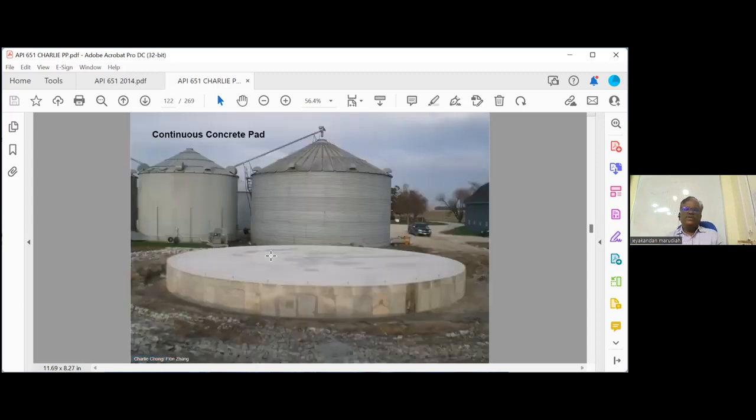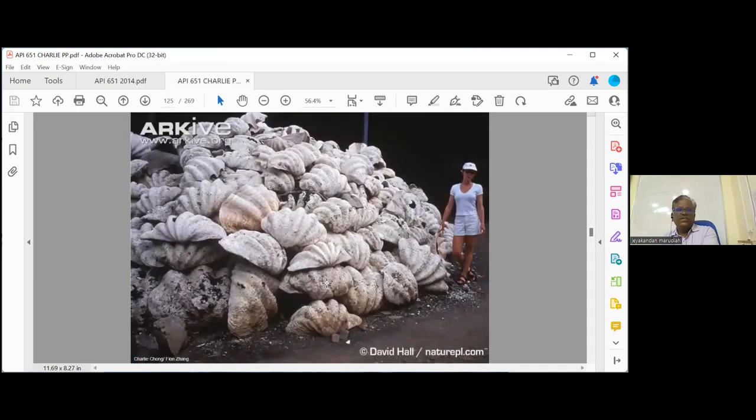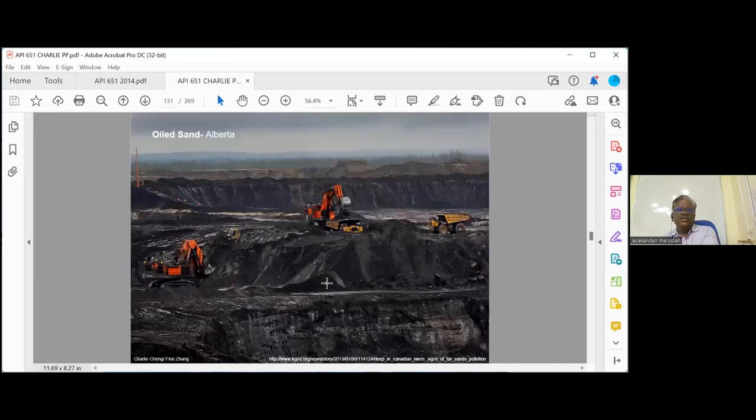So these are the different types of pads. This is called a concrete pad, a continuous concrete pad we have. This is oiled sand. Now, if you are using a concrete pad, generally cathodic protection is not required, because cathodic protection, what is the purpose? Soil corrosion. If you are using a concrete pad and still want to protect it because you think there may be water going inside, you put anodes around the tank, on the perimeter of the tank.